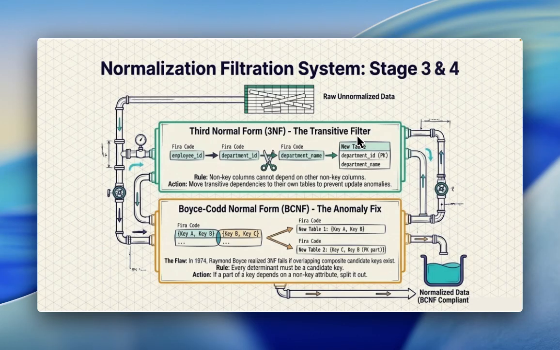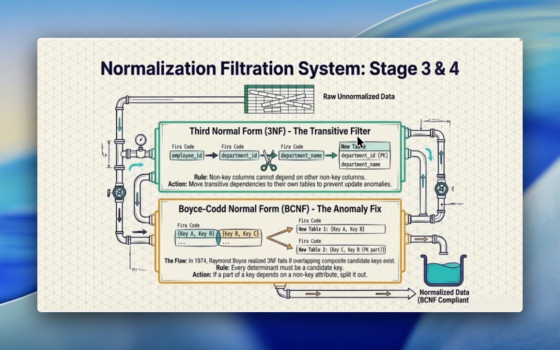Stage 3: Third Normal Form, the transitive filter. Form code, employee ID, deployment ID, file code, department. New table: department ID, department. A non-key column cannot depend on another non-key column. Move transitive dependencies to their own table to prevent update anomalies.